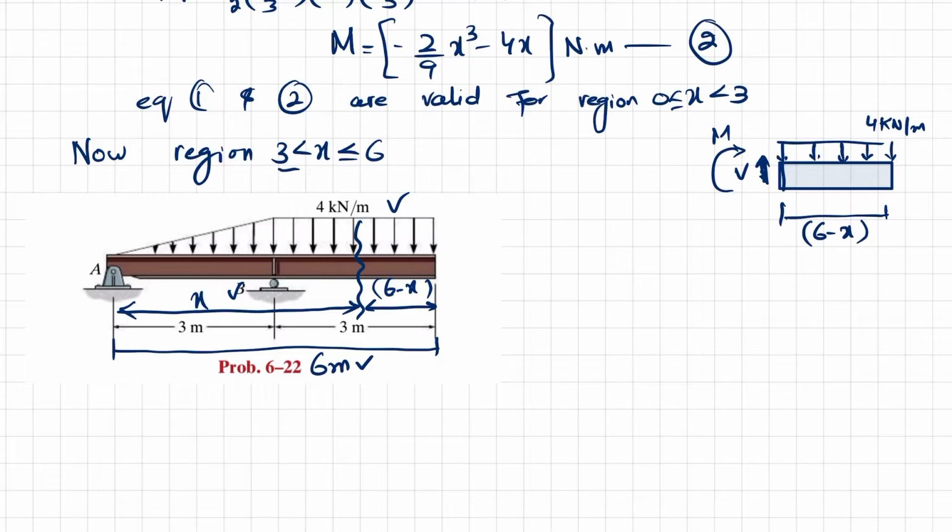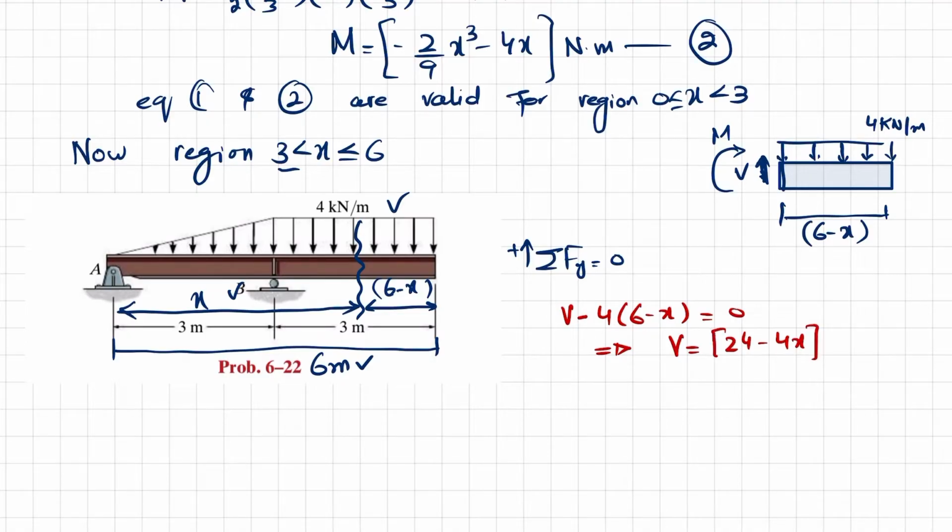So we will apply the equilibrium condition that sum of all forces along y direction is equal to 0 and upward force is positive. So we have two forces, one is this shear, another one is 4 into 6 minus x. Their sum must be equal to 0. So V, which is upward, so V minus 4 into 6 minus x, their sum must be equal to 0. So from here you will get V is equal to 24 minus 4x, and the unit will be kilonewton. This is equation number 3.